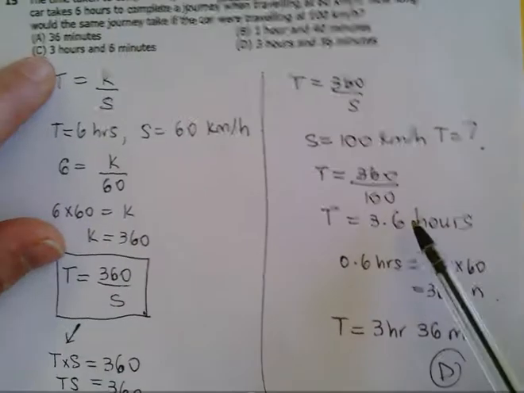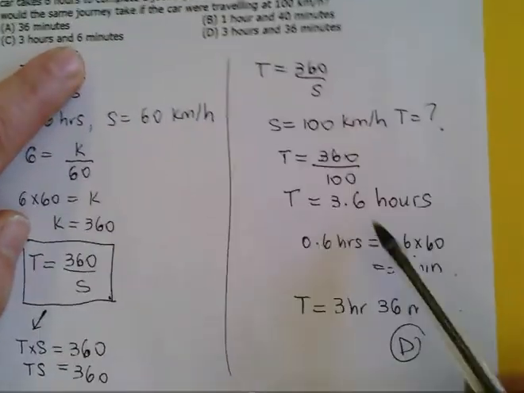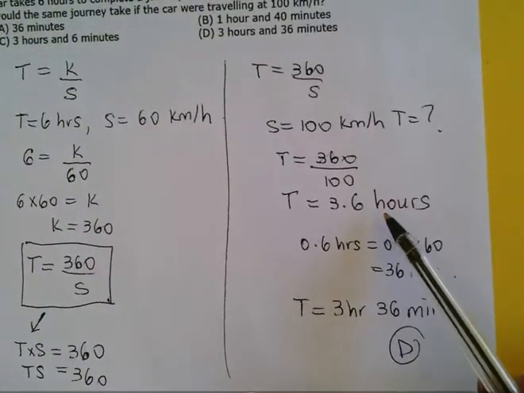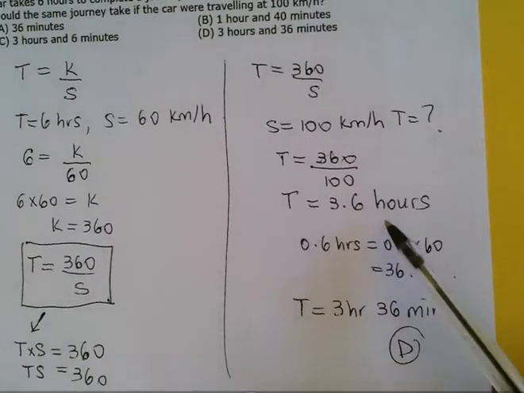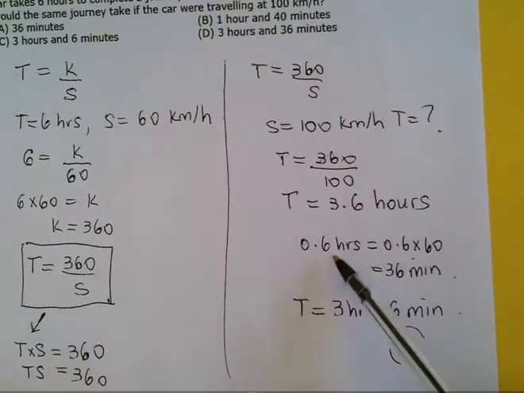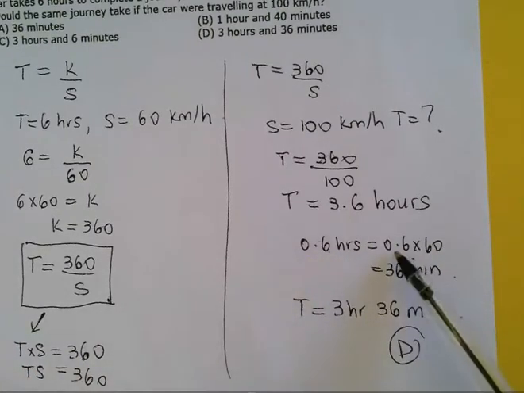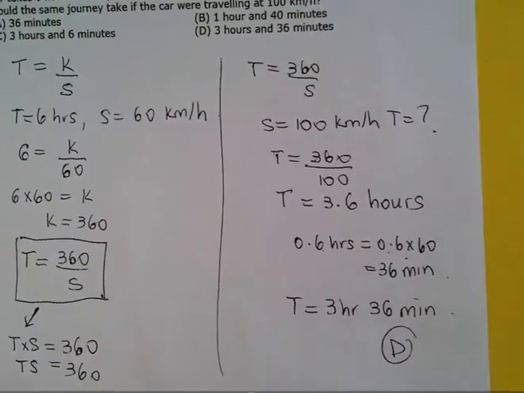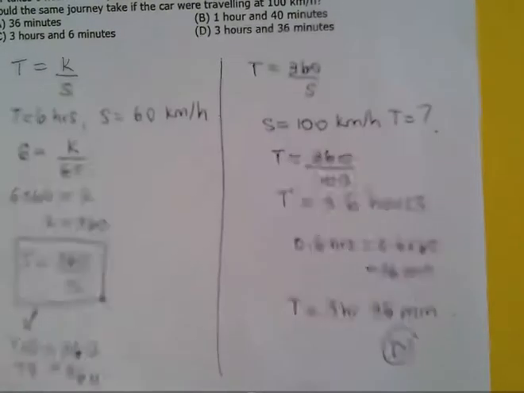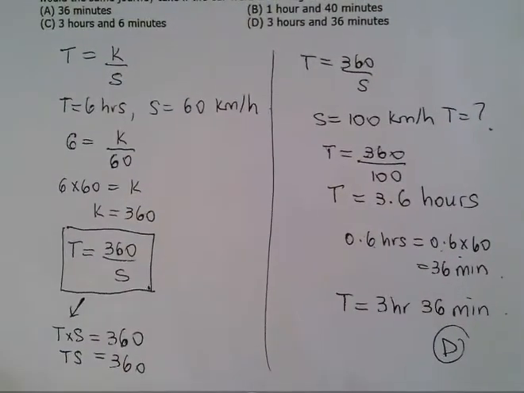So please don't put 3 hours 6 minutes, because 0.6 is bigger than 0.5 and 0.5 of an hour is 30 minutes. You need to convert your hours into minutes, because we know that there are 60 minutes in an hour. So 0.6 hours is 0.6 times 60, which is 36 minutes. That's the end of our inverse variation questions.